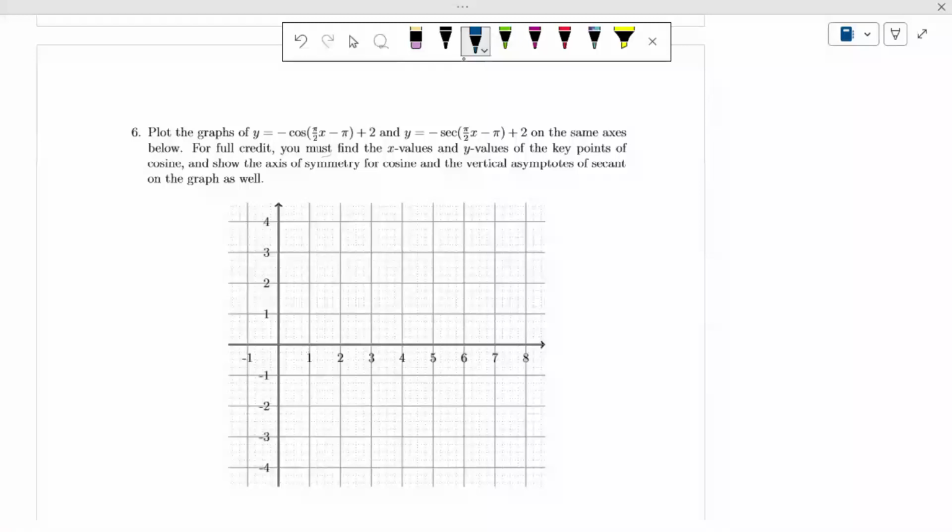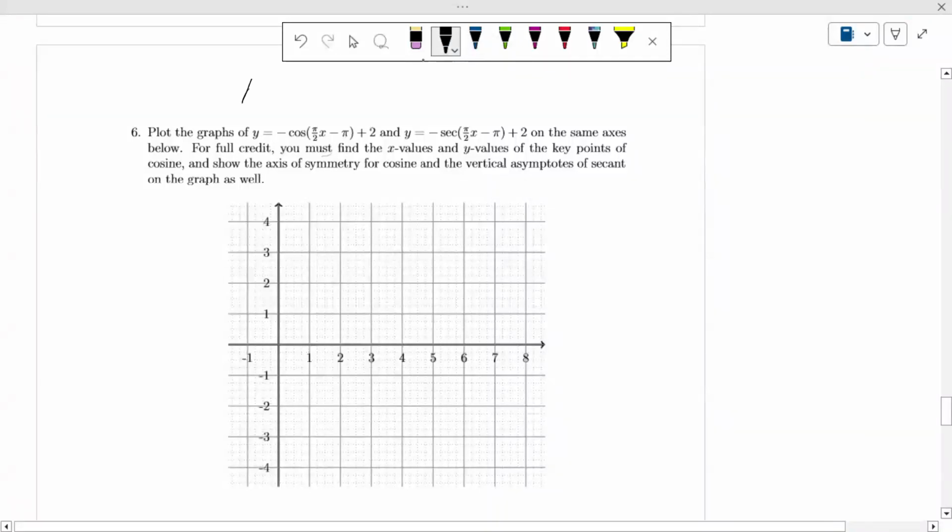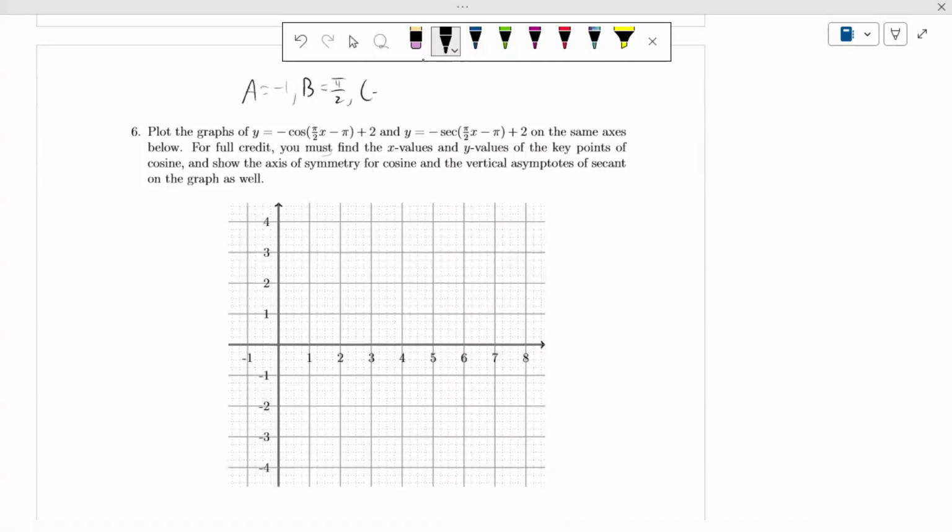Okay. So again, I'm just going to read off what my A, B, C, and D are, right? So I have my A is -1, my B is positive pi over 2, my C is positive pi, and my D is positive 2. Okay.